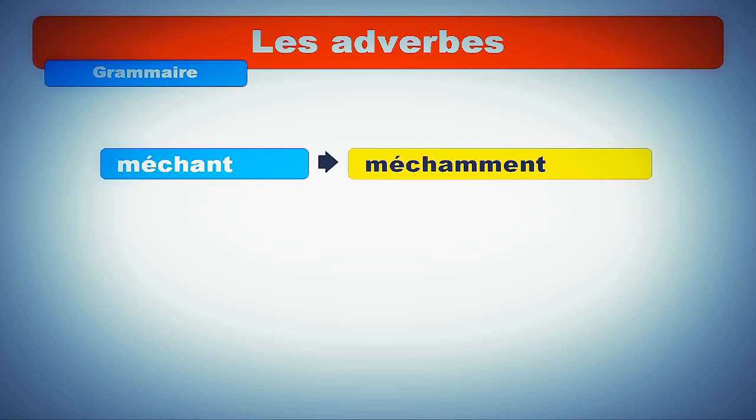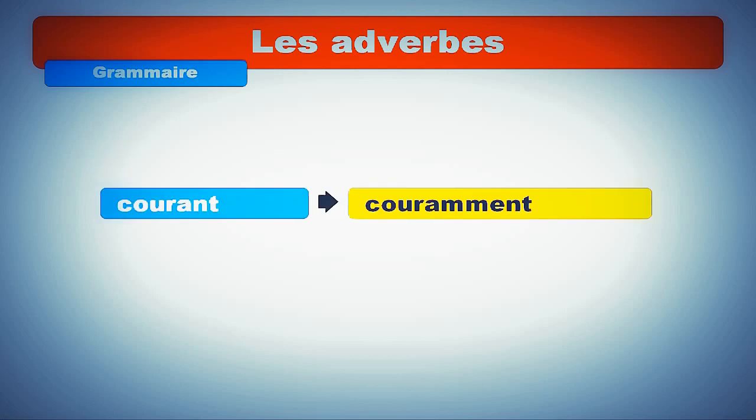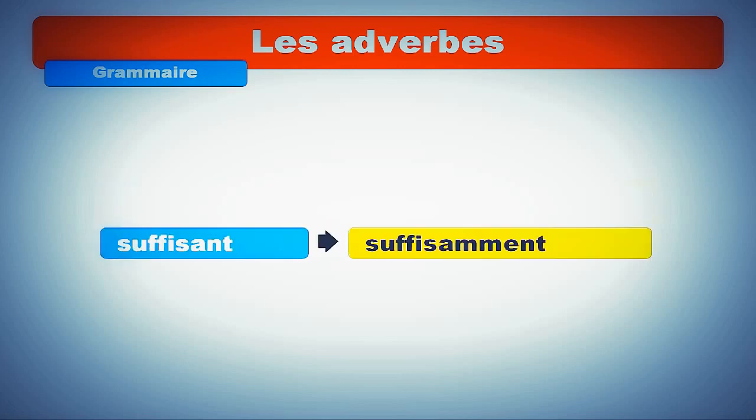So it was this ant exception, and then the example we've got here is méchant, and it does give us for the adverb méchamment. Courant, and the adverb is couramment. Then suffisant, adverb is suffisamment.